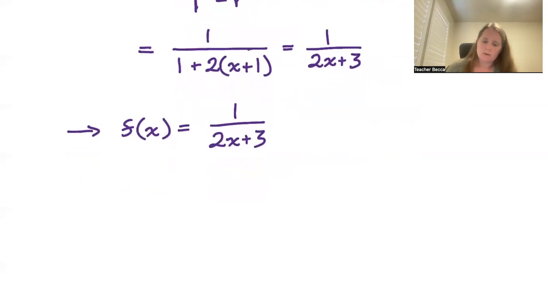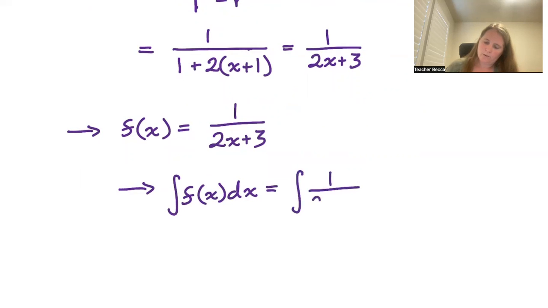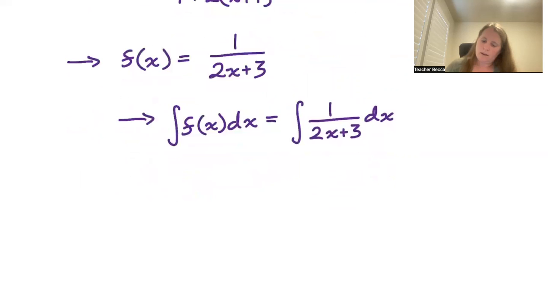So we have then that our integral of f of x dx is simply an integral of 1 over 2x plus 3 dx. And that would be just 1/2 times the natural log of the absolute value of 2x plus 3. And then we'd have some constant C1.